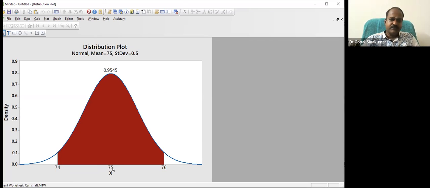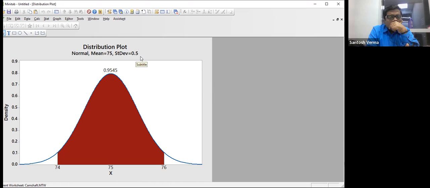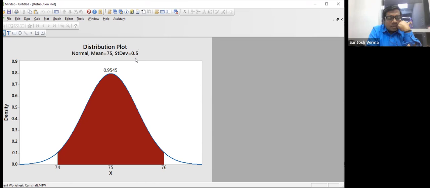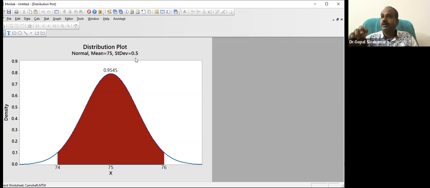Your mean is 75, standard deviation is 0.5. Now I am making a beautiful statement. 95% of the camshaft will be accepted by the customer. I have only taken a sample of 100 camshaft, calculated the mean and standard deviation. But in the next 3 months, I am going to manufacture thousands of camshaft. What will be the rejection rate? 5%. How do I know? 95%. These numbers, you must remember first of all.